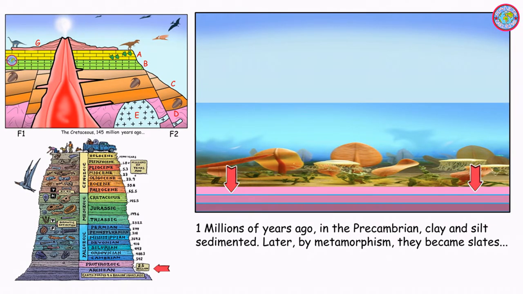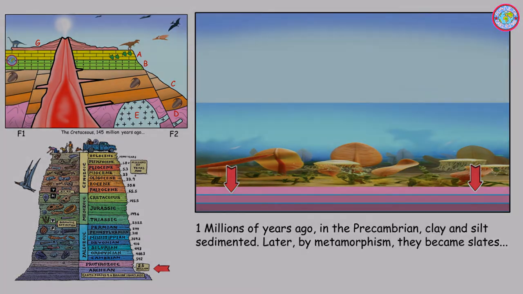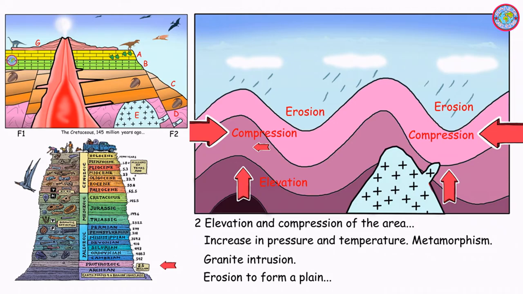History. 1. Millions of years ago, in the Precambrian, clay and silt sedimented. Later, by metamorphism, they became slates. 2. Elevation and compression of the area. Increase in pressure and temperature. Metamorphism. Granite intrusion. Erosion to form a plain.